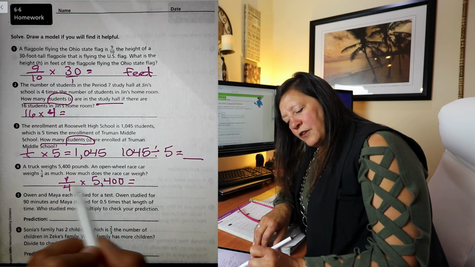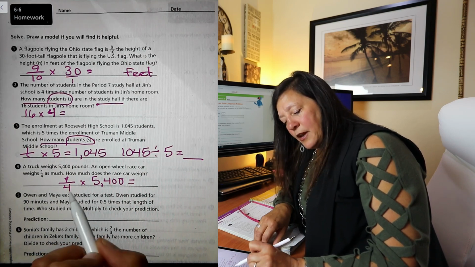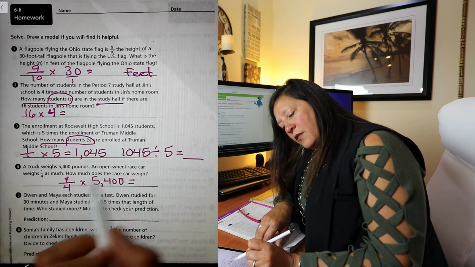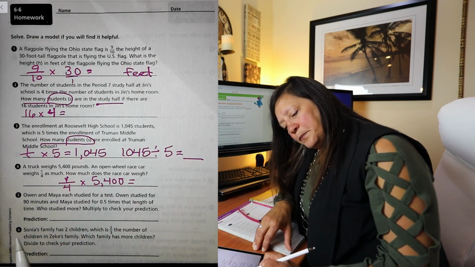Okay, numerator times numerator, denominator times denominator, and then you're going to have to divide it out to find out how much the race car weighs.